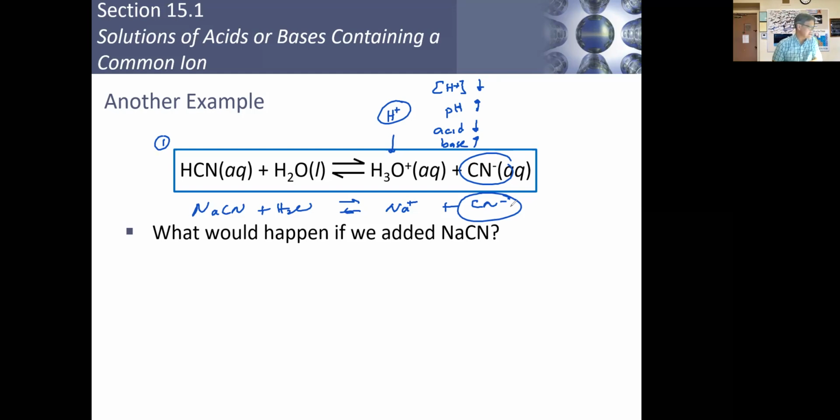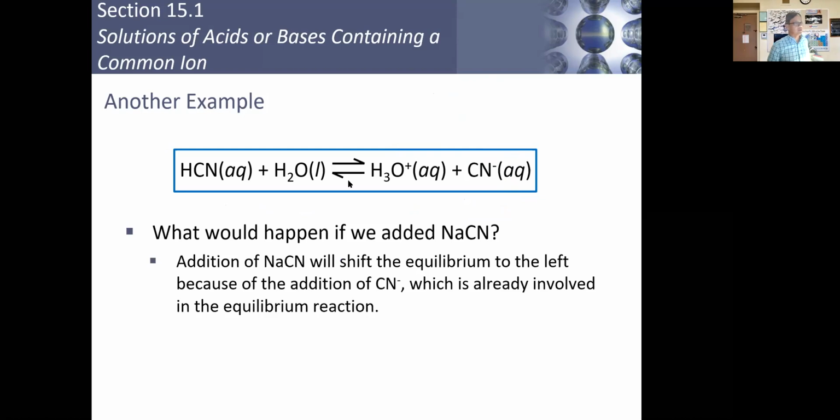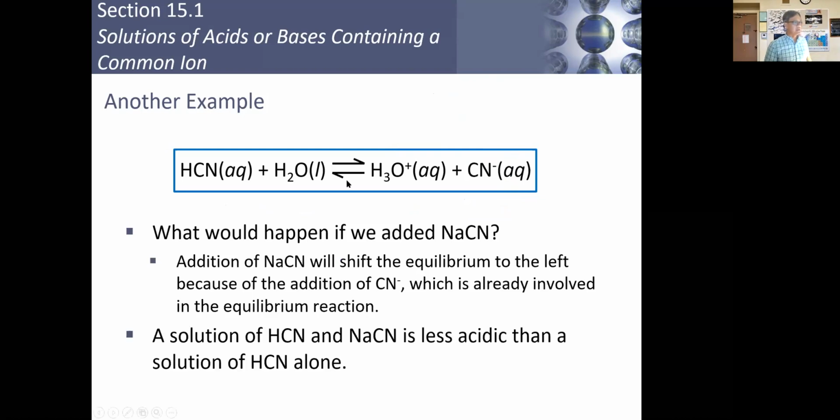Okay? All right. So with that said, make sure you keep that in mind. This is something that's going to come up again, and I will point this out again as we go through this particular chapter. So it's going to shift the equilibrium to the left, and we end up with a less acidic solution than if we had hydrocyanic acid alone. The pH is going to change as a result of that common ion.